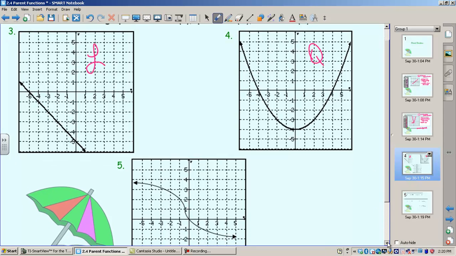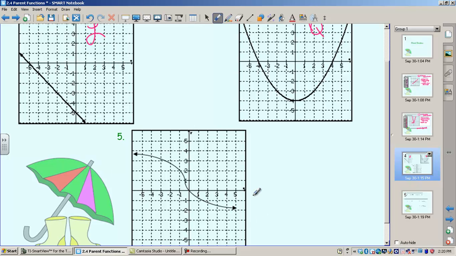If you look at number 5, it's not a straight line, so I can't call it linear, but it does curve. However, it's not a pretty little U curve like our quadratic. It curves twice. It curves here, and then it comes back around and goes the other way. This one is a neither. It's not the kind of function we're going to study in Algebra 1, so we just call it neither for now.